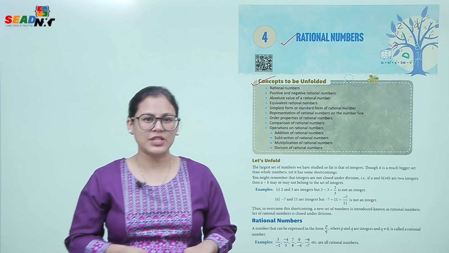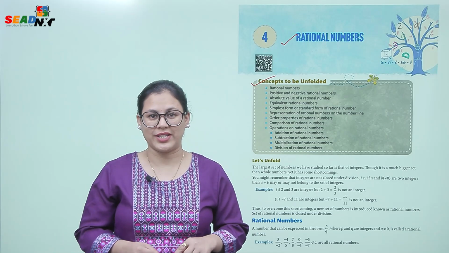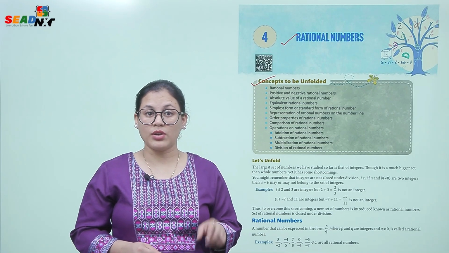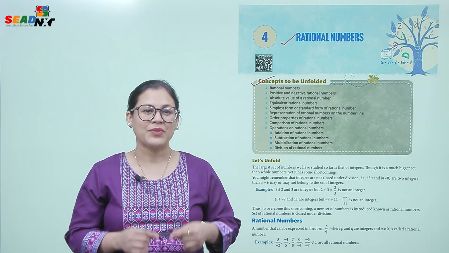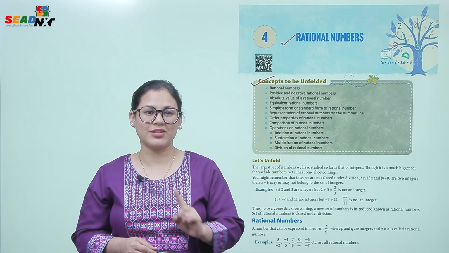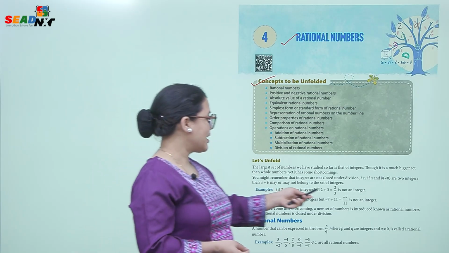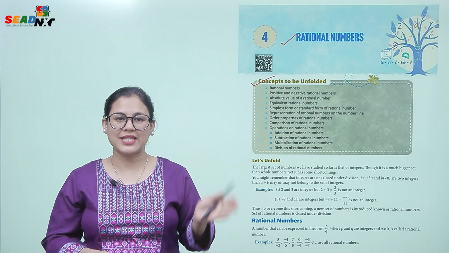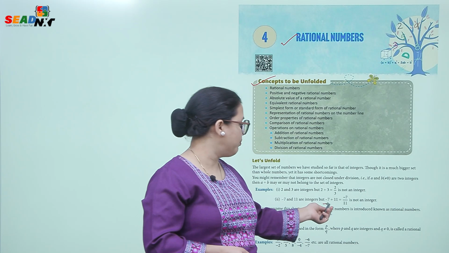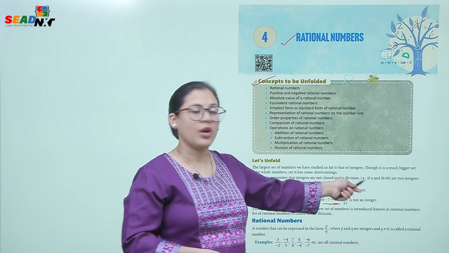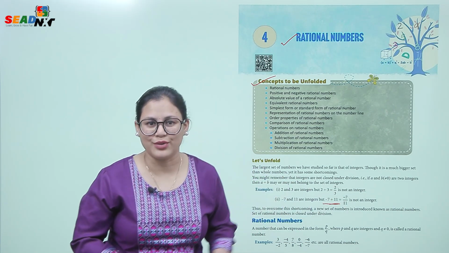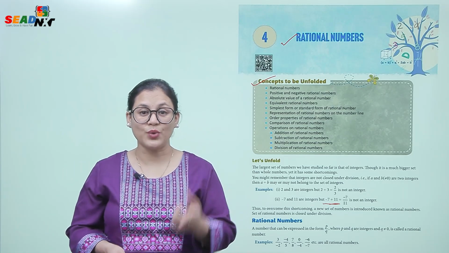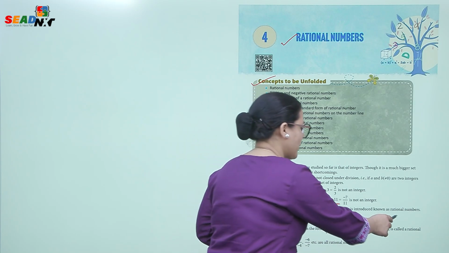So you might remember that integers are not closed under division. That is, if a and b are two integers, then a divided by b may or may not belong to the set of integers, right? For example, 2 and 3 are integers, but 2 divided by 3, that is 2 by 3, is not an integer, okay? And 2 and minus 7 are integers, but if we divide these two integers, the answer we get is not an integer, okay? Thus, to overcome this shortcoming, a new set of numbers is introduced which is known as rational numbers, okay?